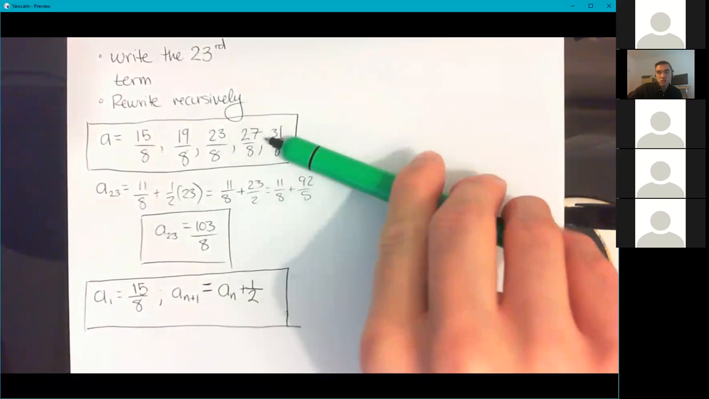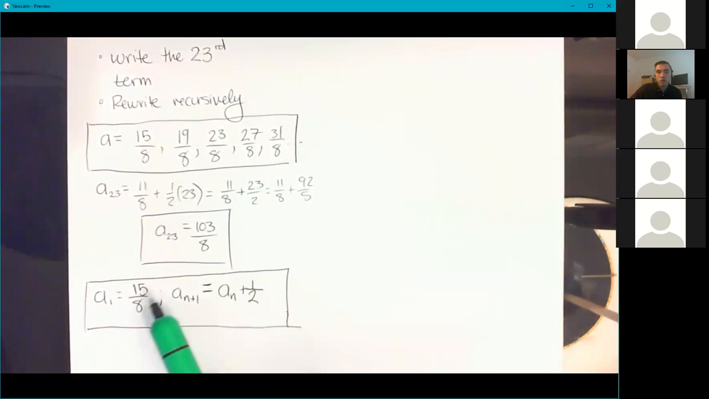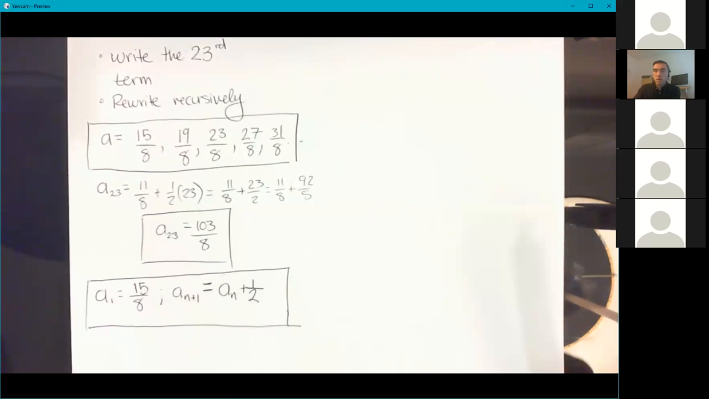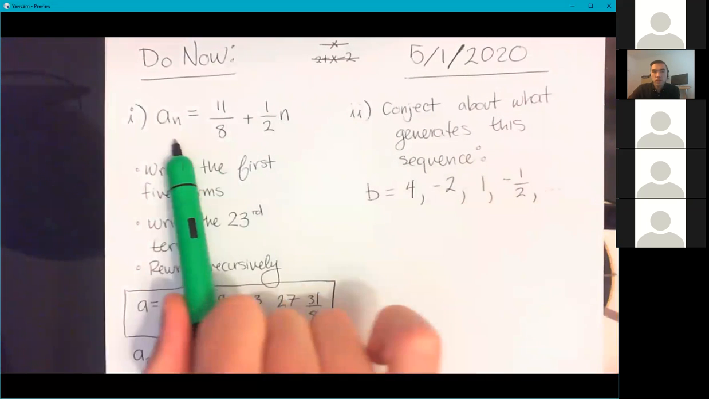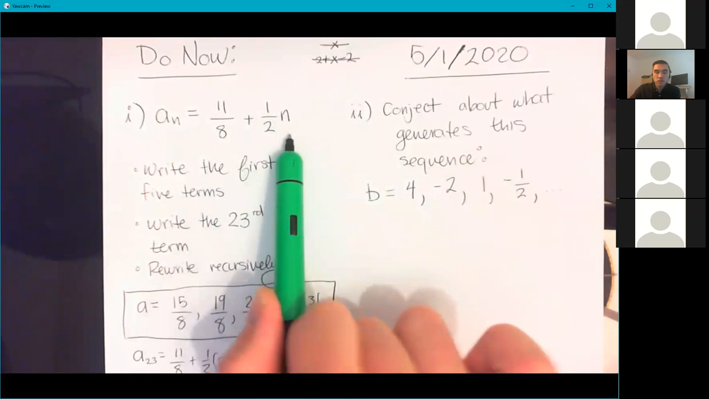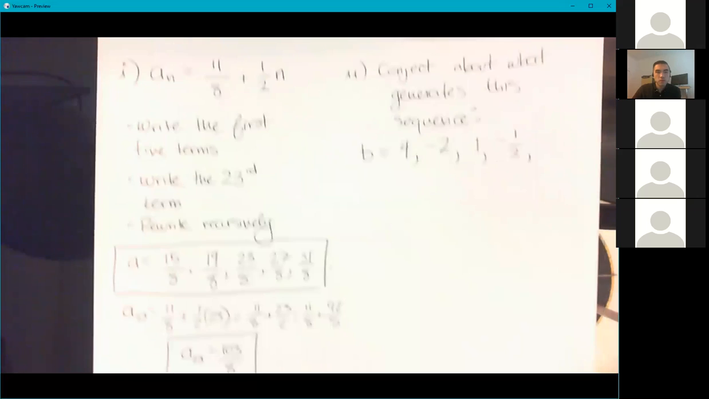Now, I think when it comes to sequence writing, this is easier to do. If I just gave you this set of numbers, it's easy to figure out that this is the first entry, and every time we're taking a step of 1/2. It's a lot harder to figure out from that set of numbers what is actually generating the sequence. It's hard but not impossible.